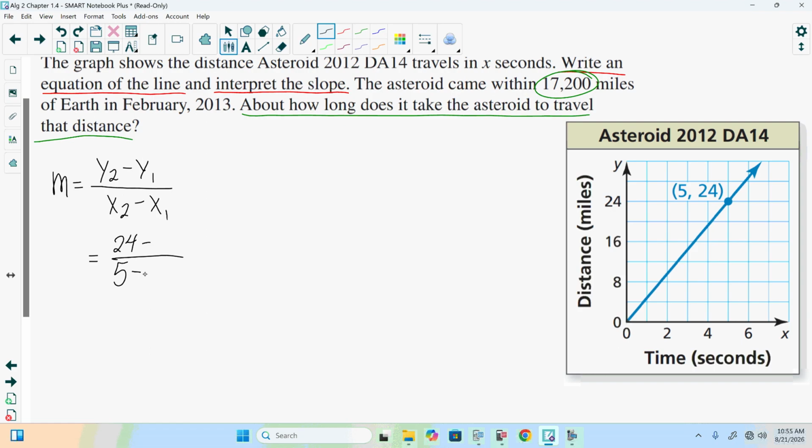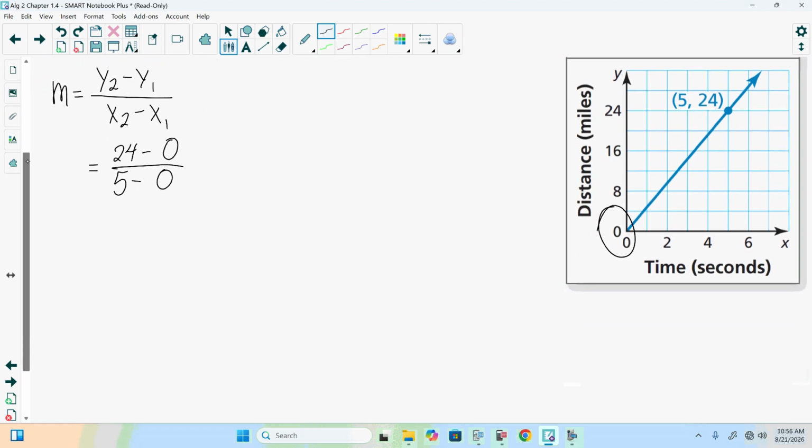We need a second point, yes? Now, they didn't give us a nice point on here, but there is another nice point on this graph, which is 0, 0, yes? So that means the other y value is 0, and its corresponding x is 0. All right, there's two different ways we can go from here. One is we calculate it. 24 minus 0 is 24. 5 minus 0 is 5. Does 24 divide by 5 nicely? No.